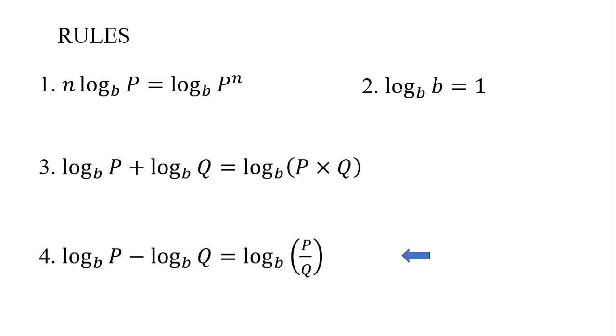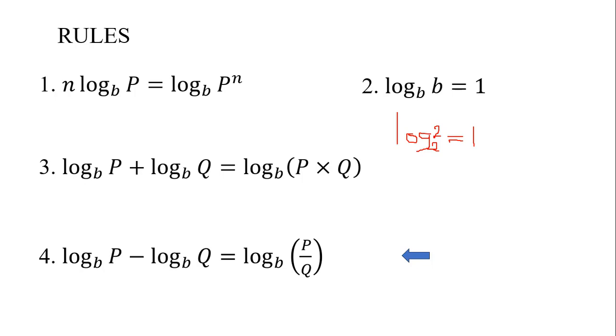Then the second rule says that logarithm of b to base b equals 1. I'm trying to say that if I have logarithm of 2 to base 2, it equals 1. That is what it's talking about.